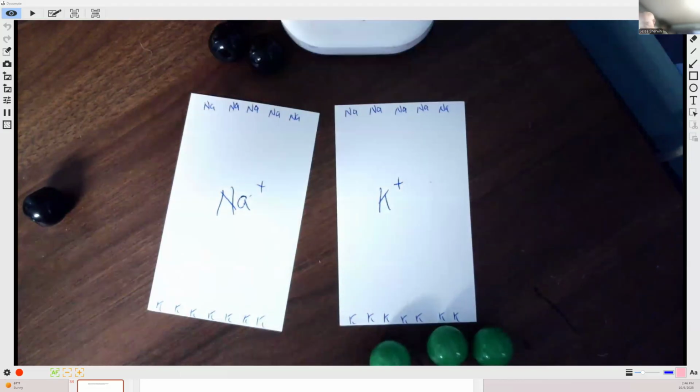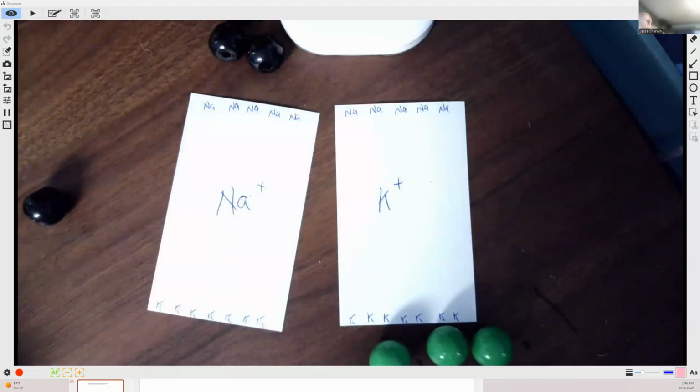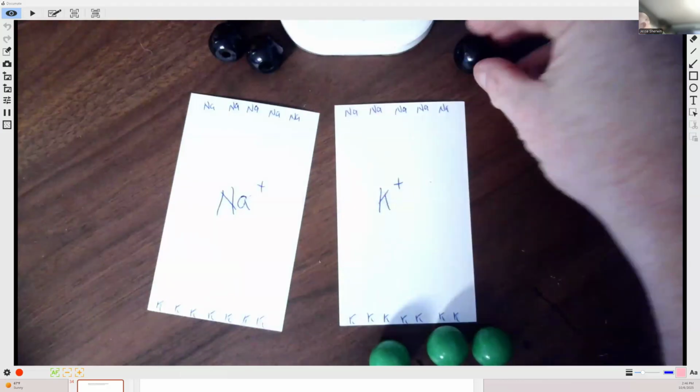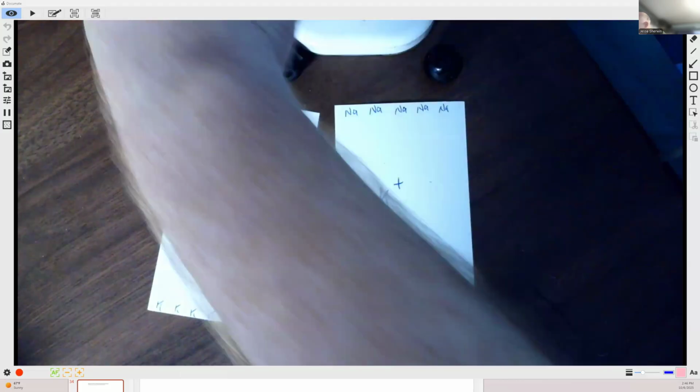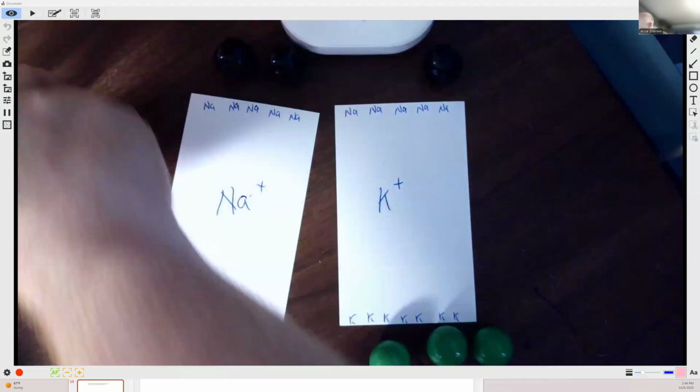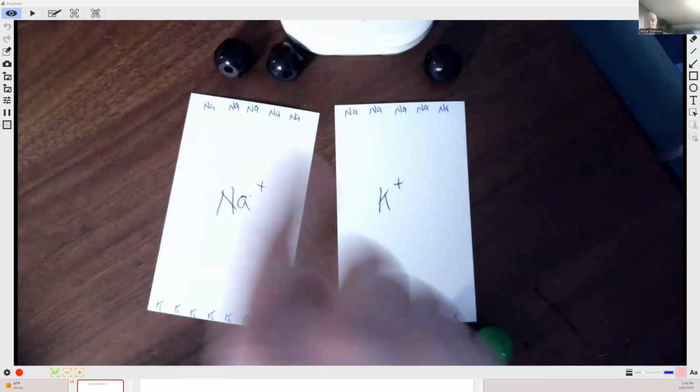A bunch over there. And we'll call the sodium these black ones. It's really supposed to be carbon, but we'll just call sodium the black ones. And just to kind of show how this pump here works a little bit.